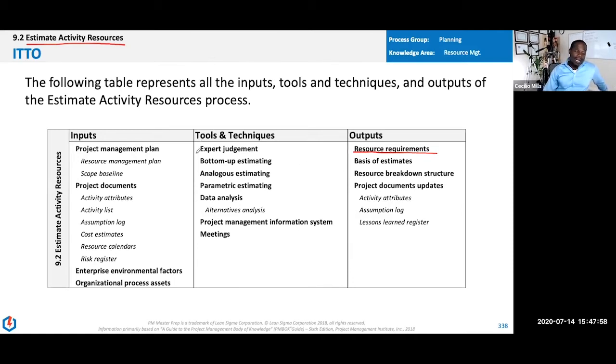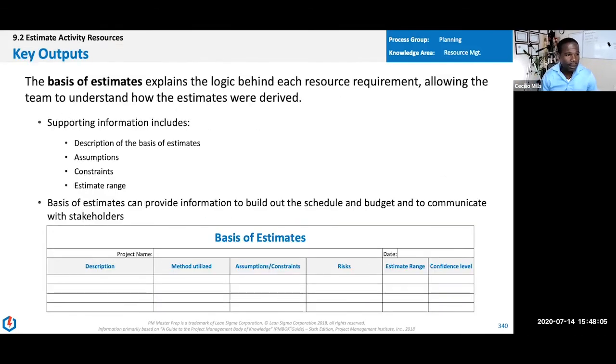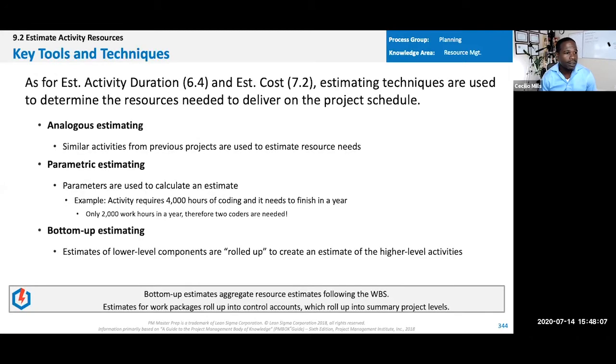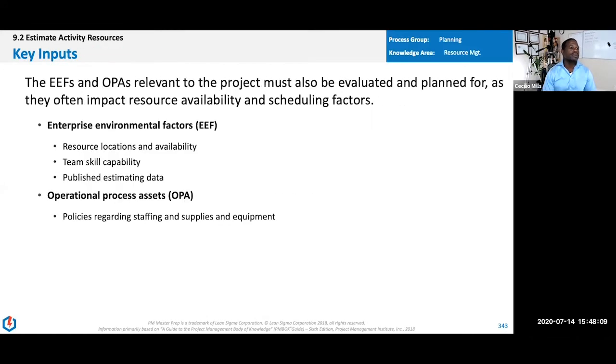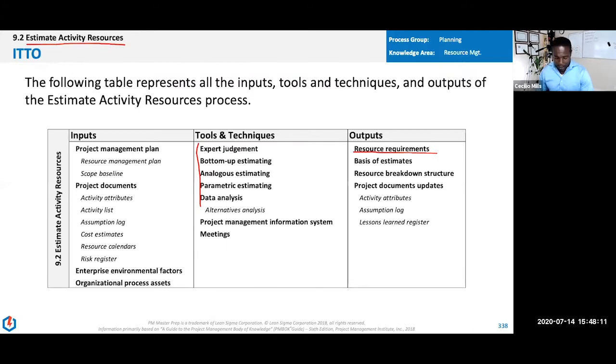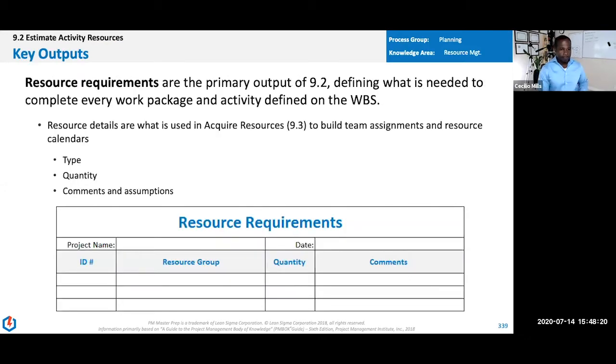Same type of estimating techniques. We talk about them in here. Yeah, we will talk about them. So within the slide, same tools and techniques, and then we'll use these inputs in order to get the resource requirements. So let's take a look.